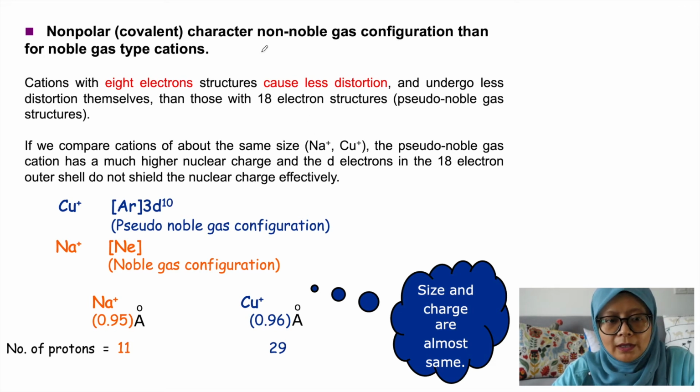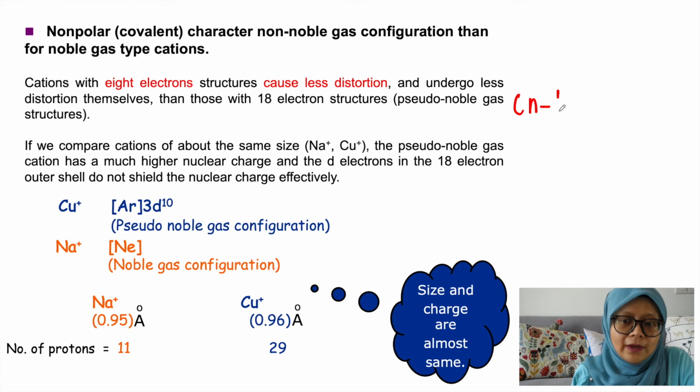So here we have the non-polar covalent character of the non-noble gas configuration, compared with the noble gas type cations. Cations with 8 electron structures cause less distortion, being less polarizable, and they undergo less distortion than those with the 18 electron structures. This we call the pseudo noble gas structure. How do you know the pseudo noble gas structures? Usually they have the electron configuration of n-1 with d10.